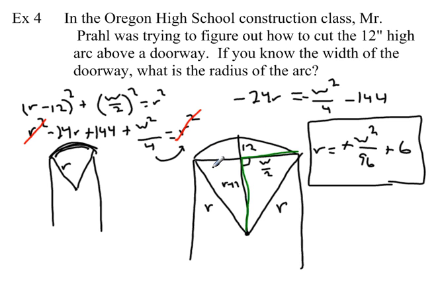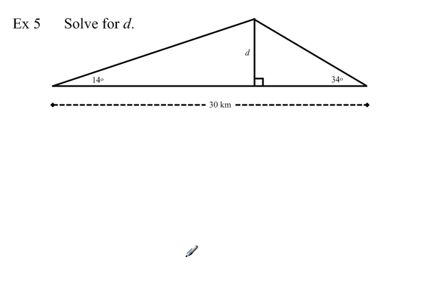So if the doorway is, let's say, 10 feet wide, you take 10 squared divided by 96, add 6 to that, and that's going to be the radius of the arch that you should cut. Wow, an actual use for the Pythagorean theorem. I don't believe it. Okay, one last problem. This might be the most challenging problem that you'll ever see in this class all year.